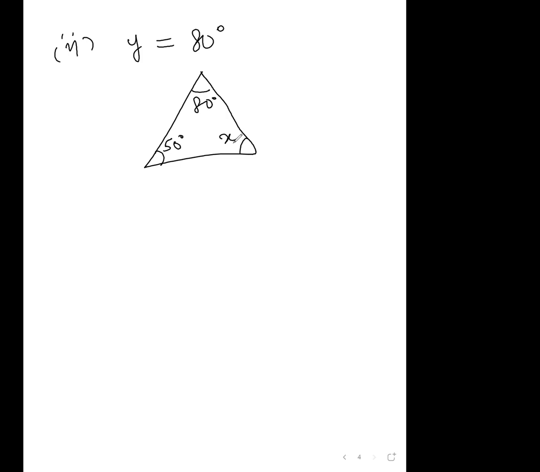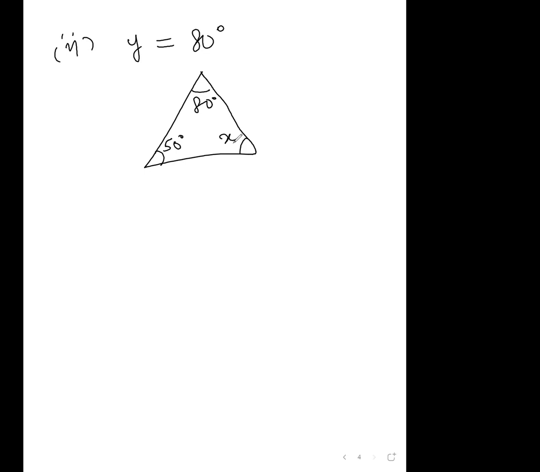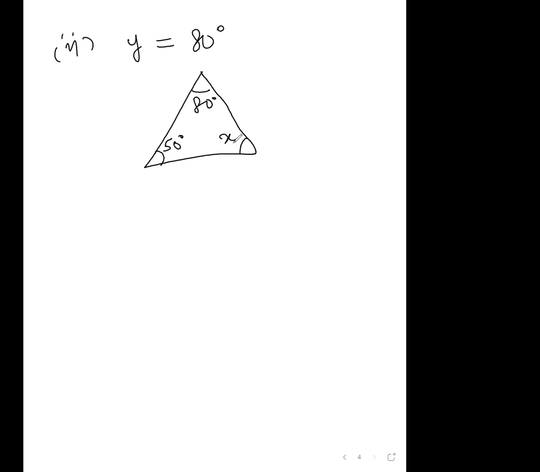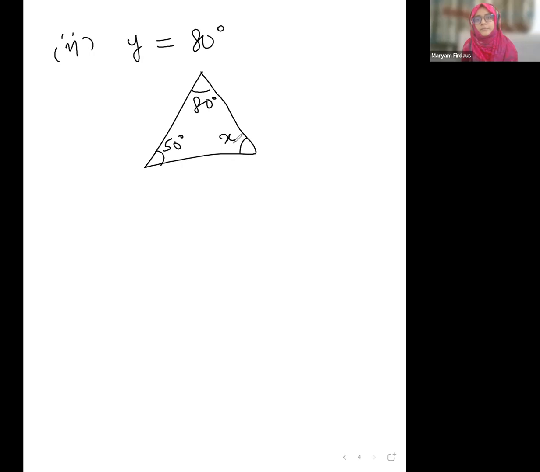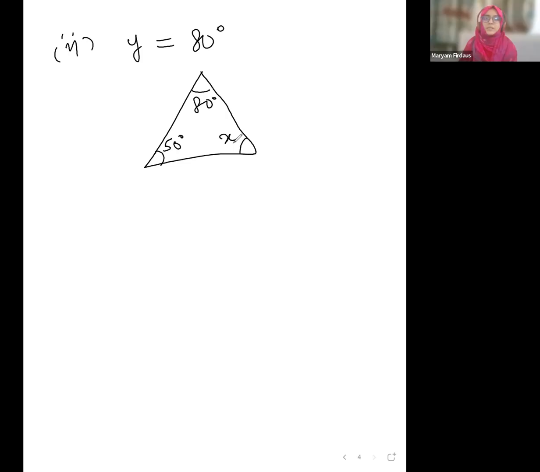Hiba, what's 80 plus 50? 130. Very good. So x becomes? x plus 130 gives 180. Very good. Then x is equal to 50. Very good. x is equal to 50.